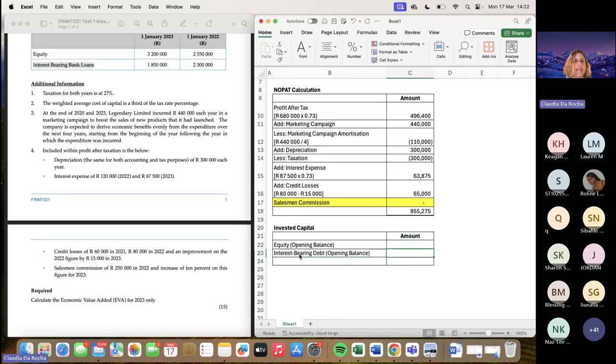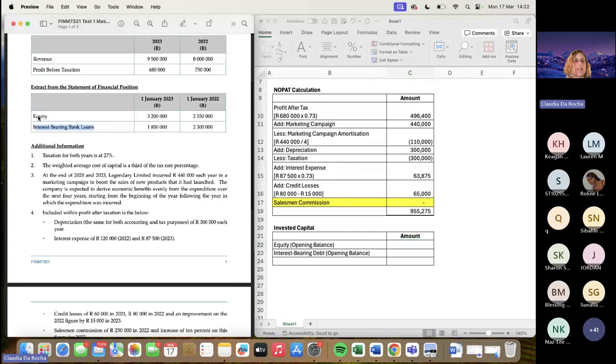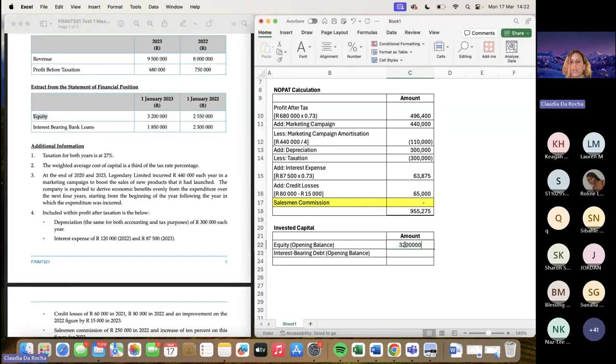So the equity they gave us, they said the equity is here, and they gave us the 1st of January 2023. So it's the 3,200. And the interest-bearing debt they gave to us.